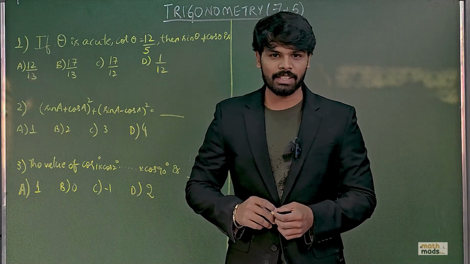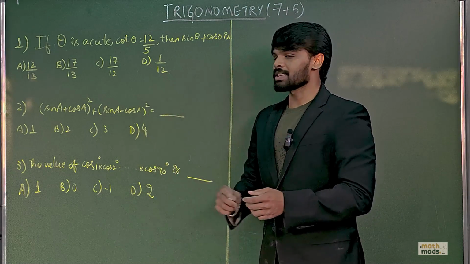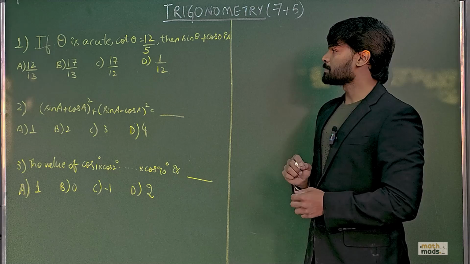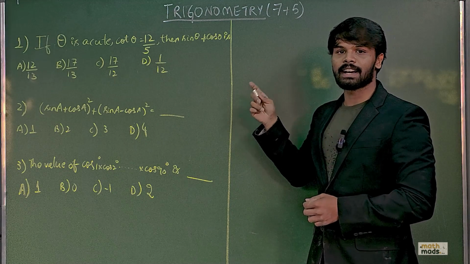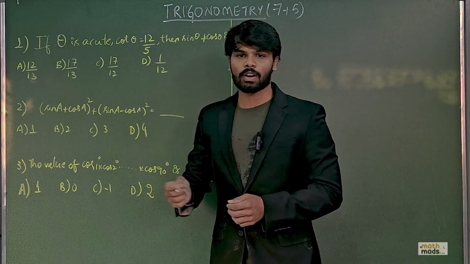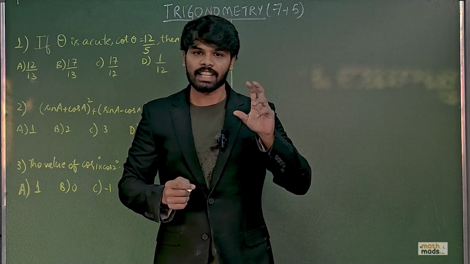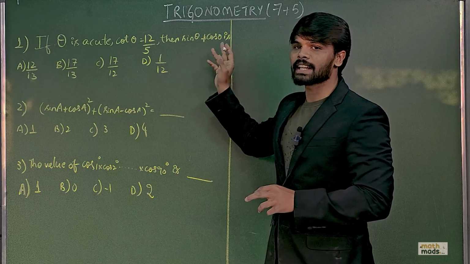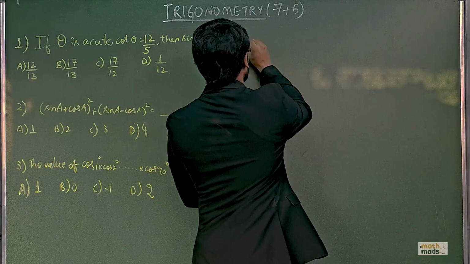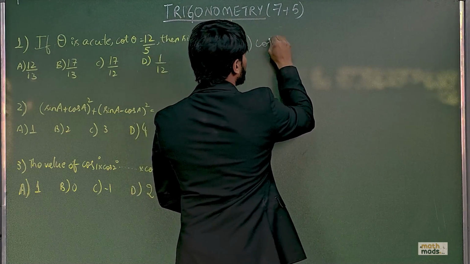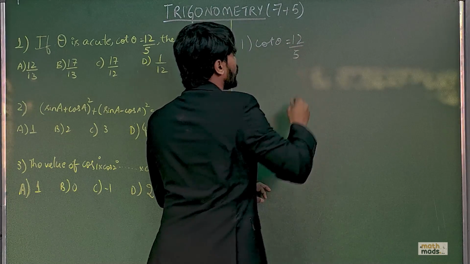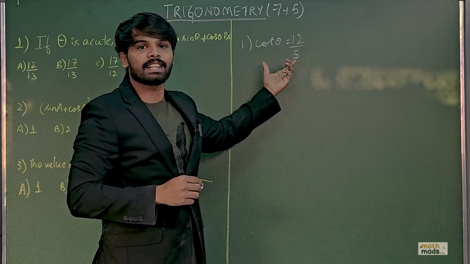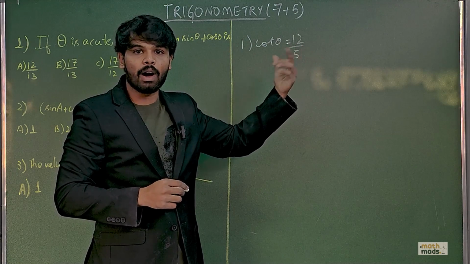Now let's start by solving some MCQs. The first question is, if theta is acute, cot theta is given as 12 by 5, then sin theta plus cos theta is. So they have given you the value of cot theta. Using the concept of trigonometric ratio, you have to find the value of sin theta and cos theta. So the first one, what is given? Cot theta is 12 by 5. So what is cot theta actually? It's actually the ratio of adjacent by opposite.